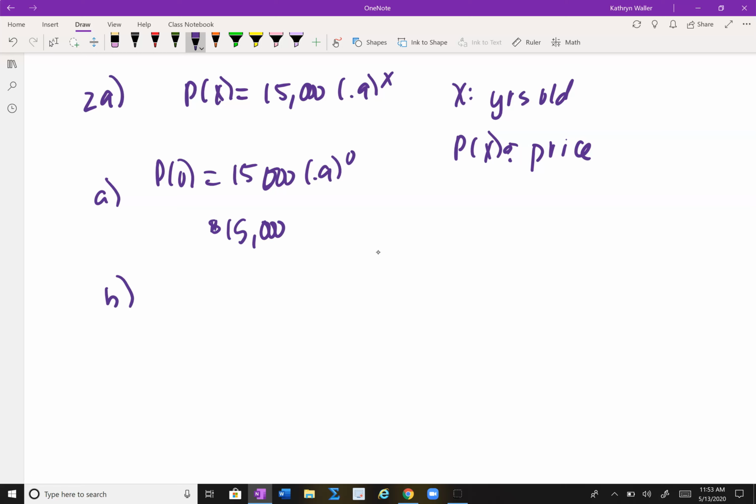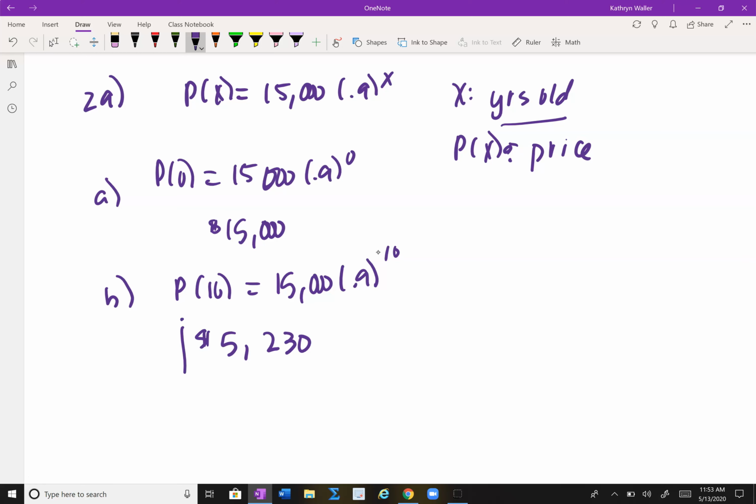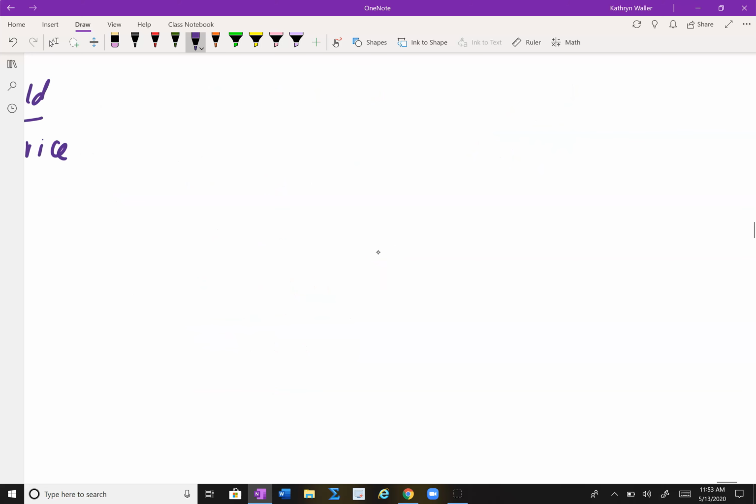Part B, what will the price be after 10 years? That's just going to go in for x. So P of 10 is 15,000 times 0.9 to the 10th power. So 15,000, parenthesis, 0.9, close it, raise it to the 10th, hit enter, and it's $5,230. I'm just going to round it to the nearest whole, okay? 30 you don't have to do, 31, 32, 33. So here we are on 34.